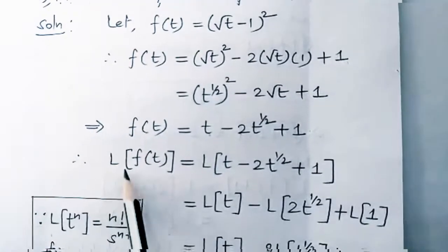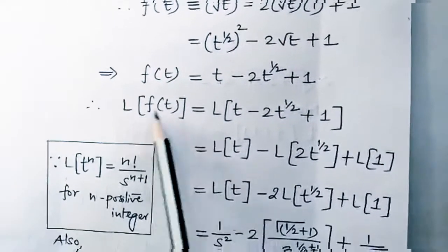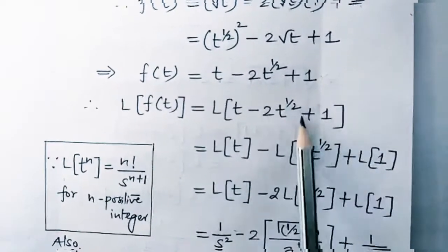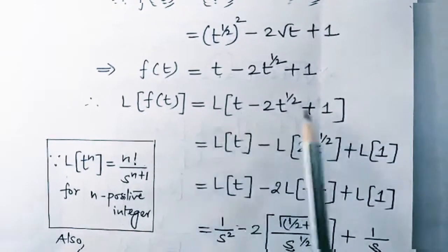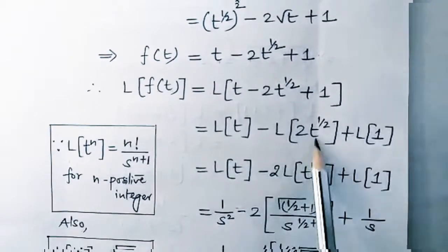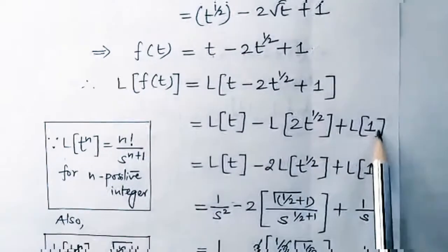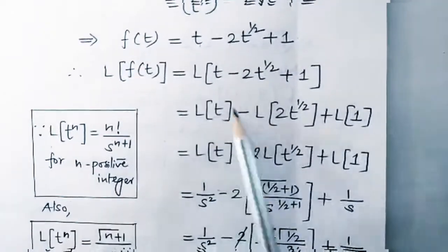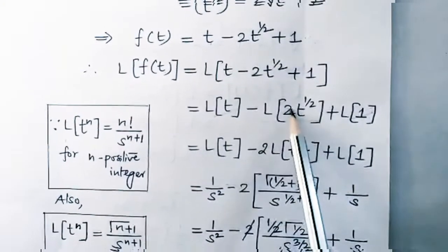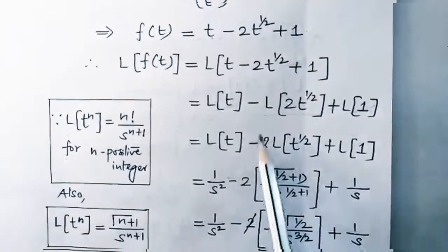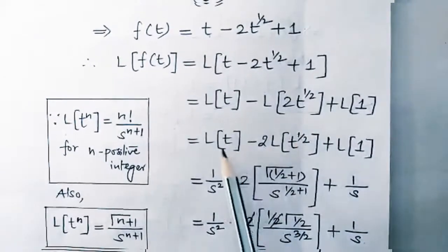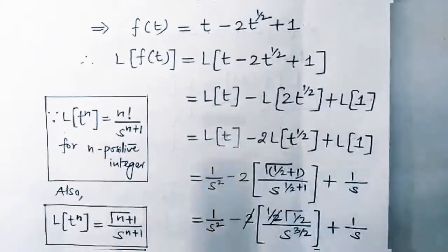So Laplace of f of t, let's introduce the operator Laplace on f of t, that is Laplace of t minus 2 times t raised to 1 by 2 plus 1. Now here we apply the linearity property, we split each function: Laplace of t minus Laplace of 2 times t raised to 1 by 2 plus Laplace of 1. There is no change in the first term as well as the third term, whereas in the second term within the operator we have a constant 2. So just take the constant outside, and this can be expressed as 2 times Laplace of t raised to 1 by 2. The first term and the last term will remain as usual.